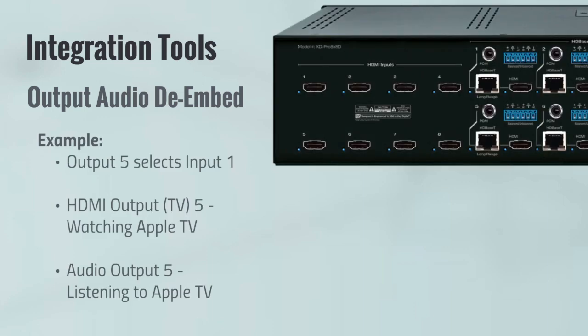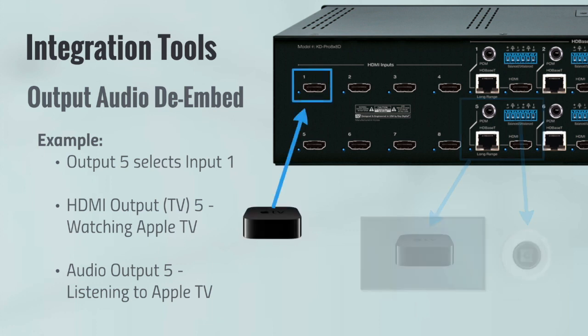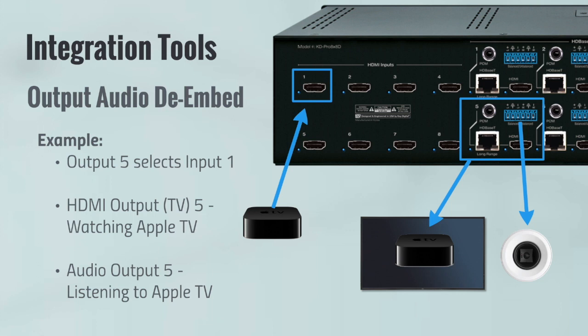Now, very important to understand how the output audio de-embed works. It is always providing you the audio signal of the selected video source. So, for example, if output 5 selects input 1, then the television is watching that source, in this case an Apple TV, and the audio de-embed outputs are providing an audio signal from that connected source. Now, it is important to note that the Phoenix connector is not amplified, so you would need an amplifier before going into speakers.